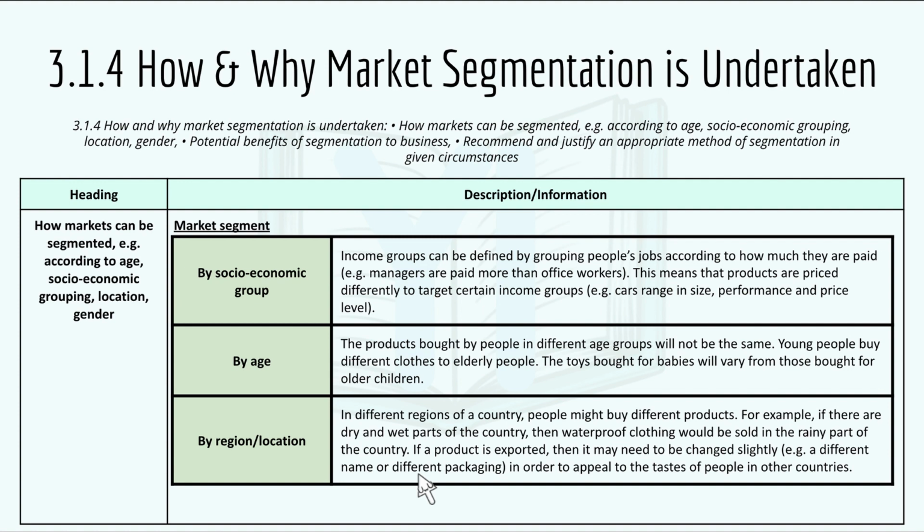And a clear example of this, a different exported product, is cars. In most Western countries, like America, the driver's seat is on the left of the car, but in countries like the UK or any Asian countries, the driver's seat is on the right. So they will have to change it by region or location depending on where it's exported to.